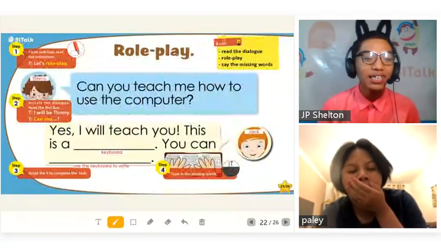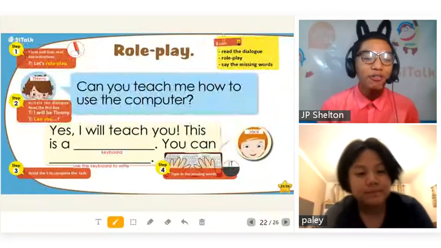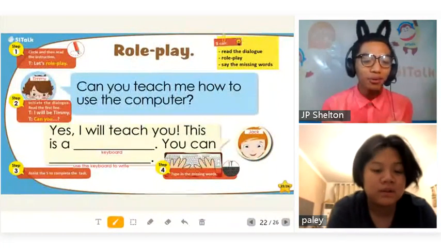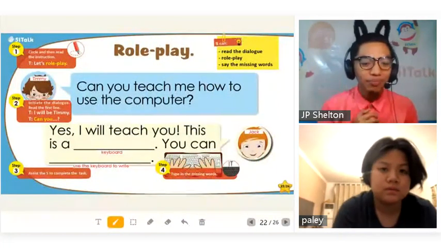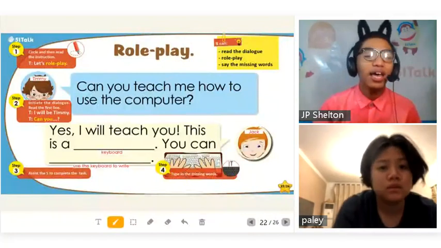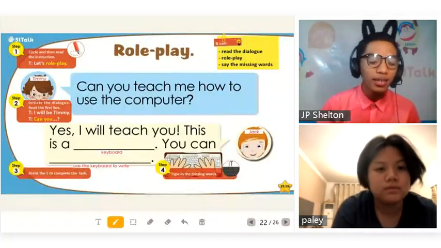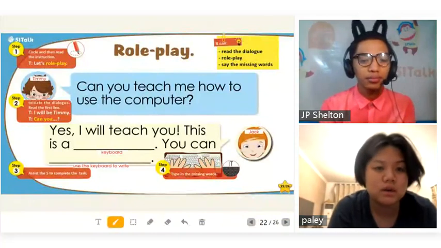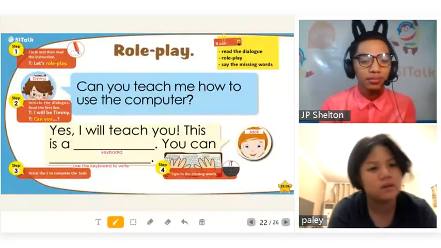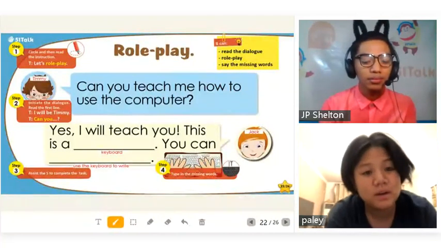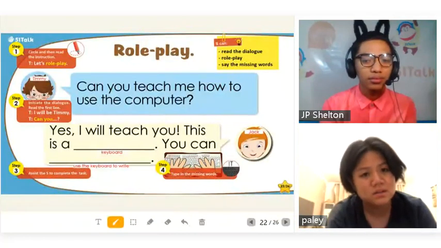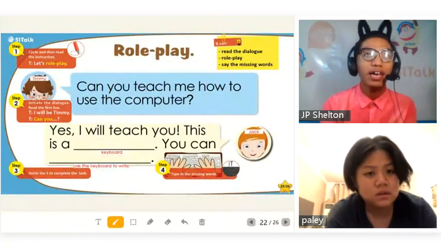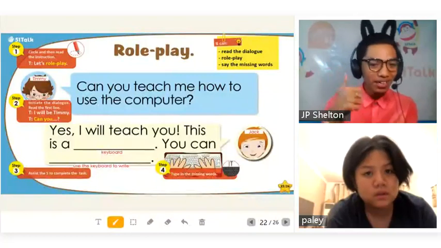Okay, here, let's role play, okay? First, I am Timmy and you are Jack, okay? Okay, let's see. Can you teach me how to use the computer? Yes, I will teach you. This is a keyboard. You can use it to write, or you can use the keyboard to write. Very good. That's correct.